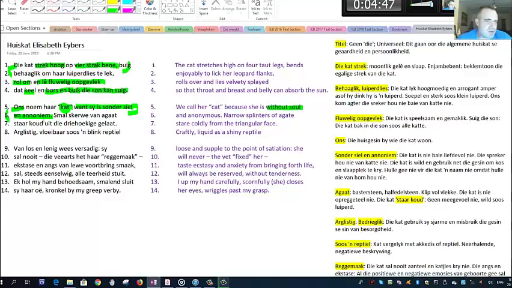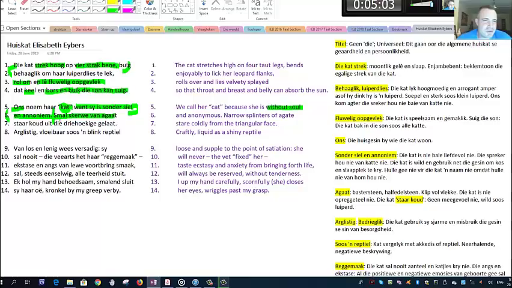Okay. Small skerwe van agaat. See the start of a sentence in the middle of a line in a poem. Elizabeth Eybers likes doing that. Okay, there's a reason for it. We'll discuss it just now.